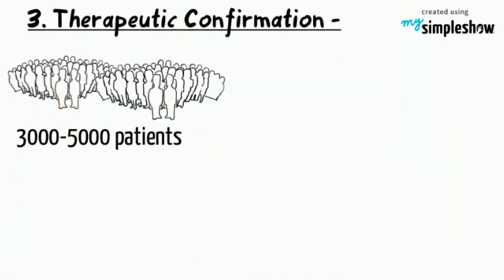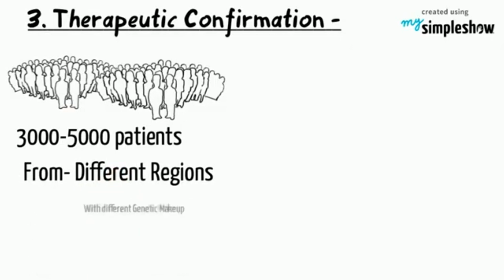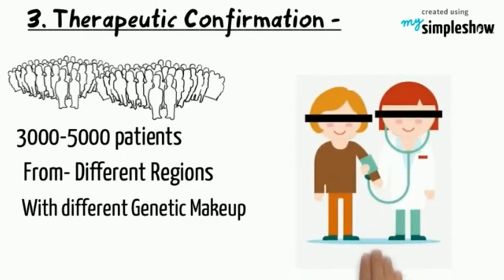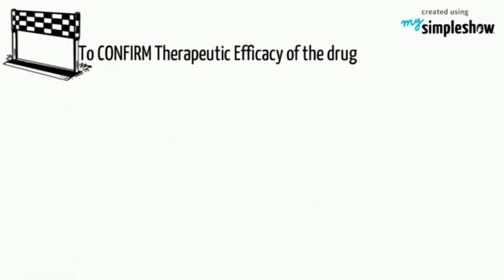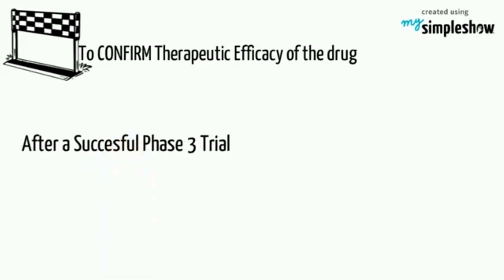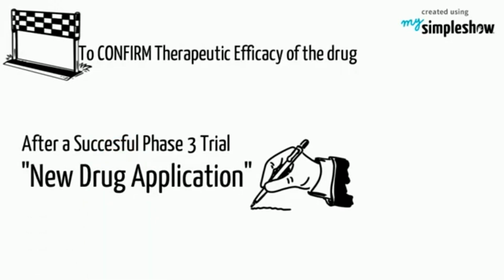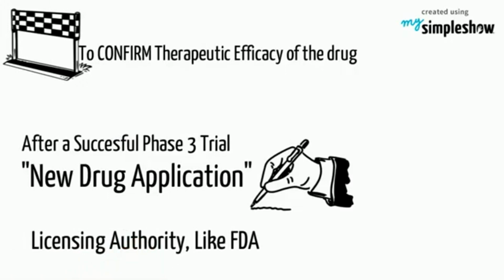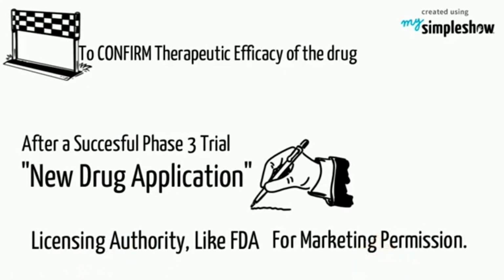Phase 3 is therapeutic confirmation. Here, 3,000 to 5,000 patients from various regions with different genetic makeup are considered. The phase is double-blinded, which means that both the doctors and the patients don't know. Aim is to confirm the therapeutic efficacy of the drug. After a successful phase 3 trial, NDA, that is, new drug application, is submitted to the licensing authority like FDA, for marketing permission.